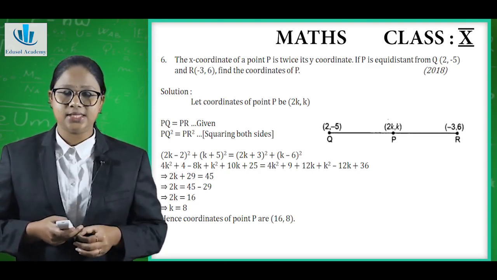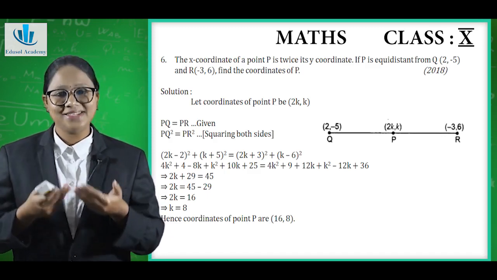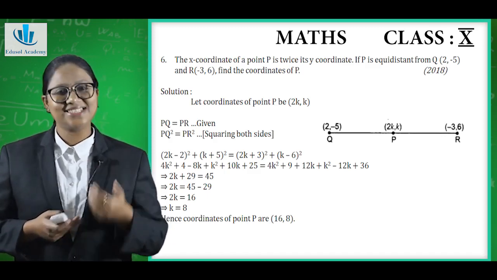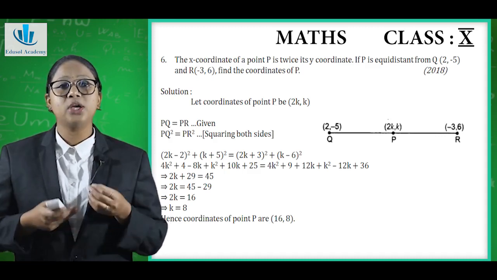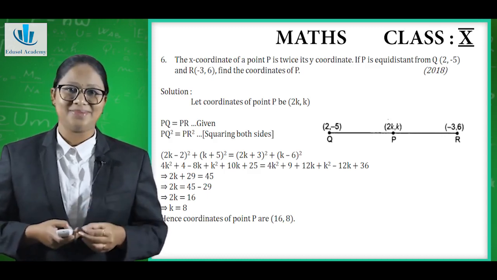Now, k is 8. That is the y coordinate. And how do you find the x coordinate? By doubling it. So, 8 is the y coordinate. Double of it, that is 16, is the x coordinate. Therefore, the coordinates of point P are (16, 8).